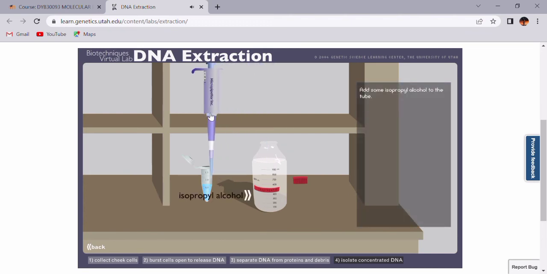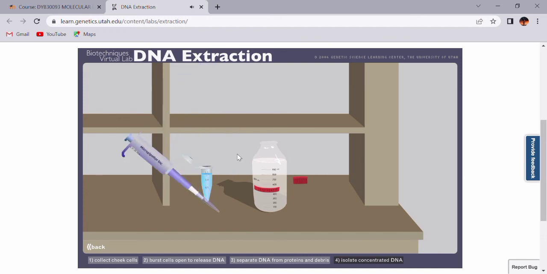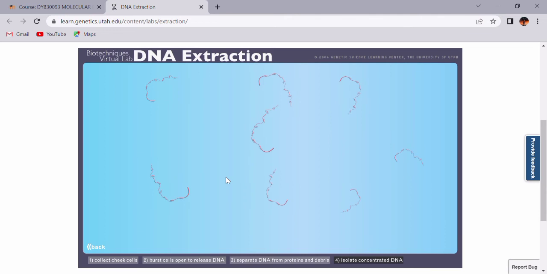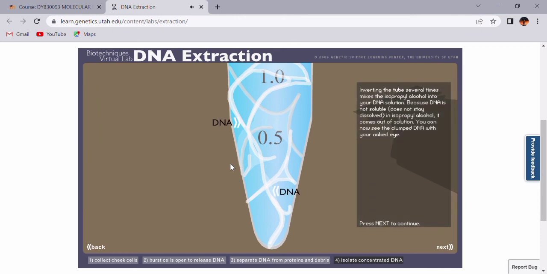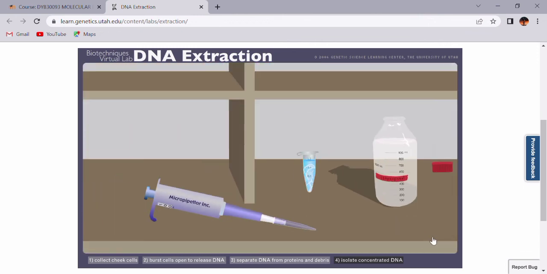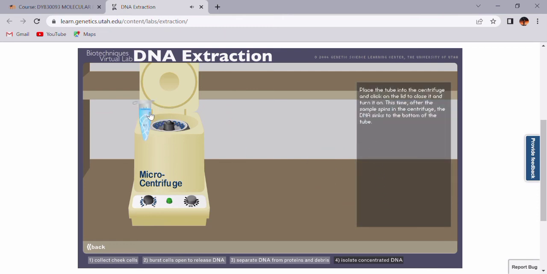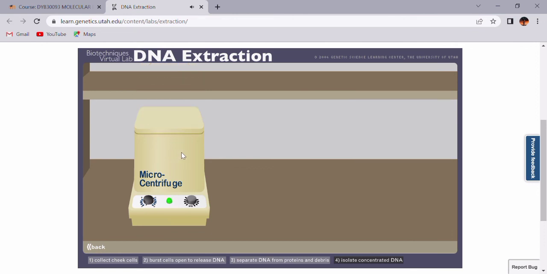Then, add some isopropyl alcohol to the tube. Inverting the tube several times mixes the isopropyl alcohol into your DNA solution. Because DNA is not soluble in isopropyl alcohol, it comes out of solution. Next, place the tube into the centrifuge, clip on the lid to close it, and turn it on.